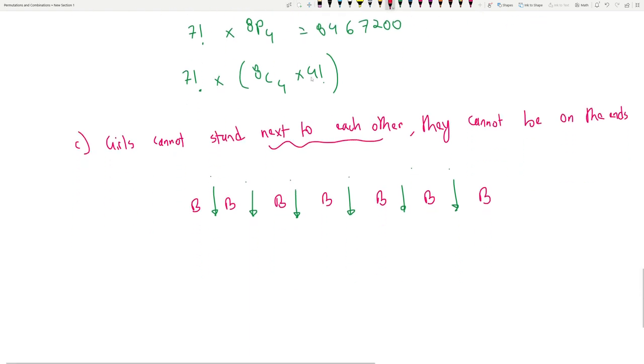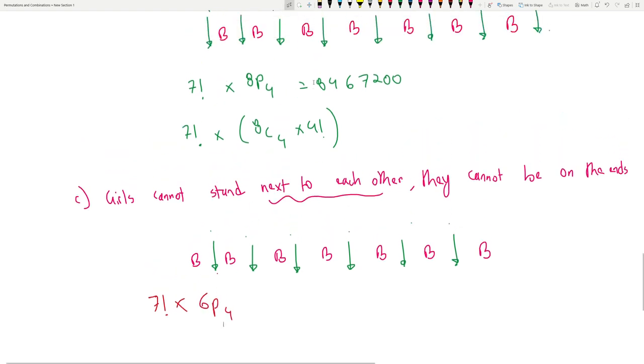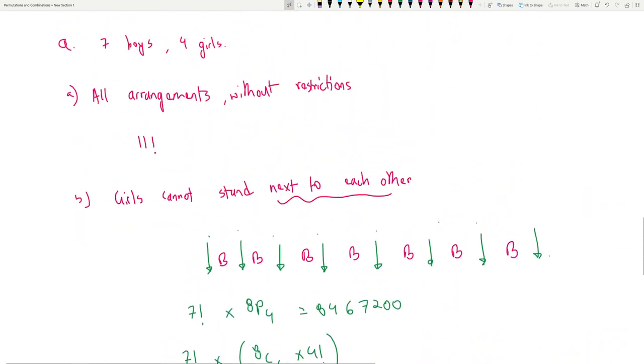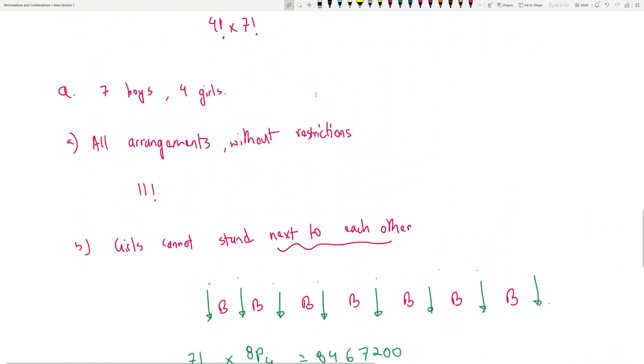So for the boys, it's 7 factorial again. But for the girls, you have 1, 2, 3, 4, 5, 6 spots now. So that's 6P4, because arrangement still matters, okay? So this is another variation. We're still on the same question, but now I'll show you another variation. Now, find out the number of arrangements where the 4 girls stand together. All 4 stand together. Okay, this is another variation that you might face.